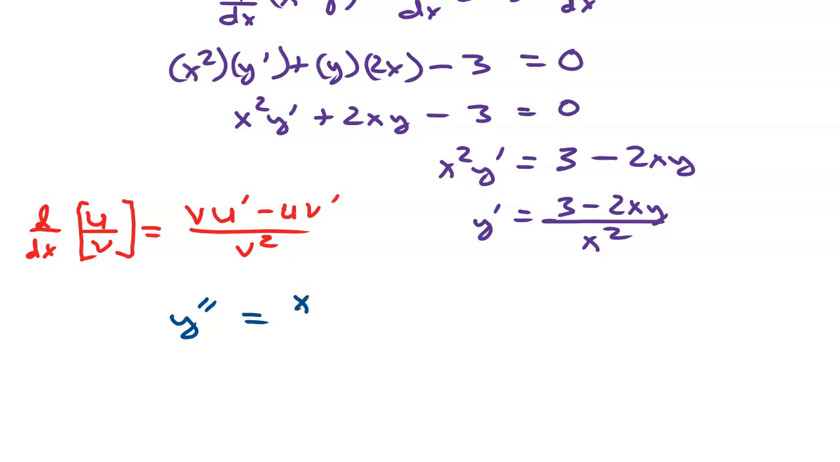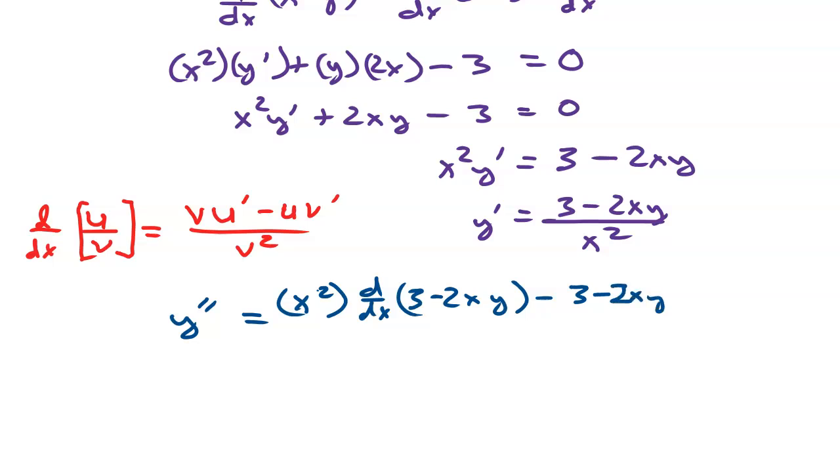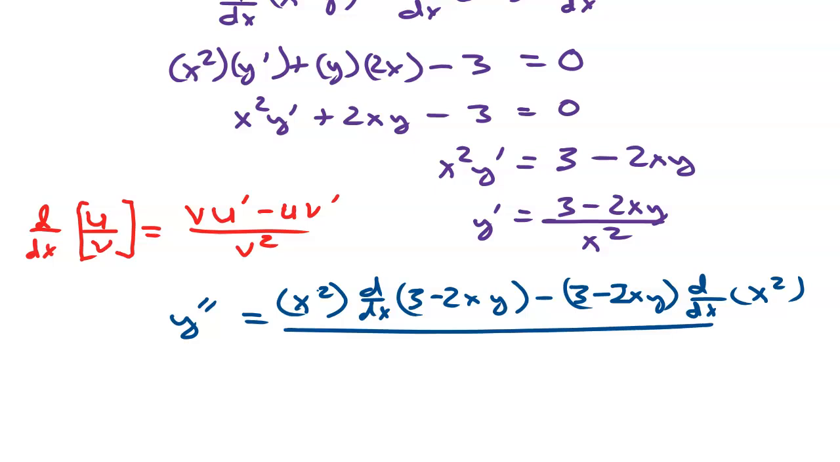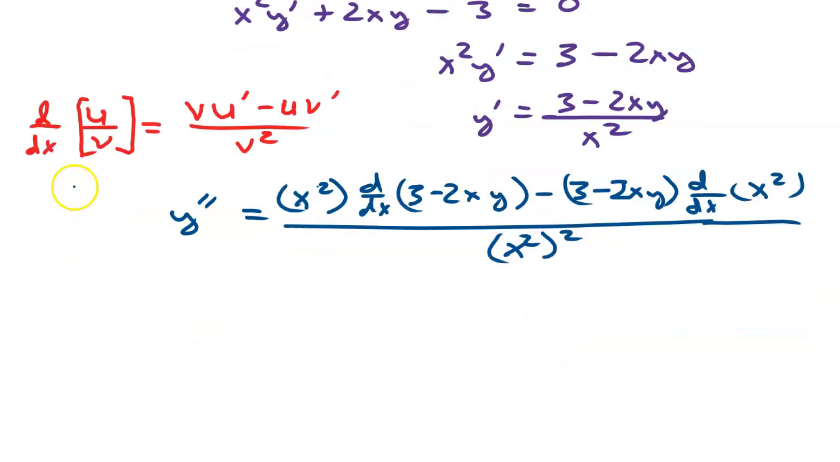Okay, so we got x squared, which is the v term, the denominator, times the derivative of the numerator, minus the numerator times the derivative of the denominator. And all that over x squared squared. All right. So we got the x squared. The derivative of 3, of course, is going to be 0.